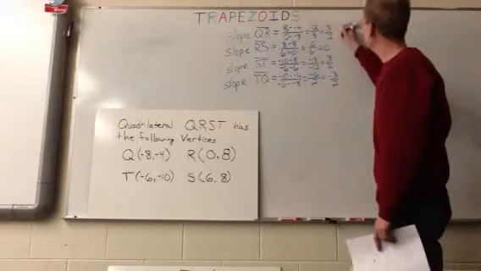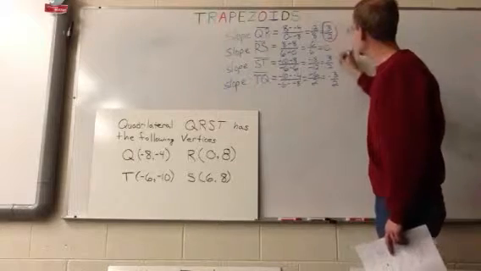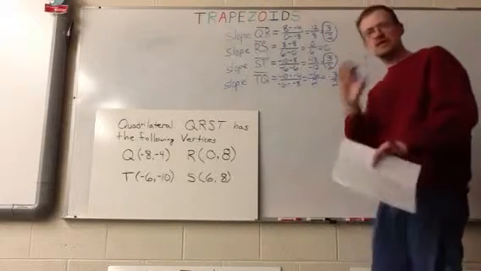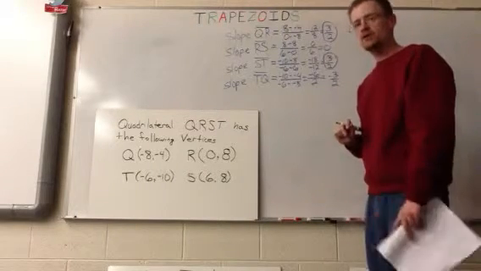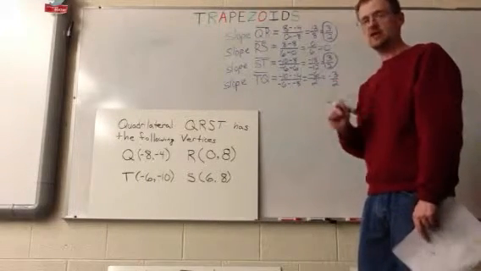You should see right away that we do have 2 slopes that are the same. 2 segments with the same slope. Yes, this is a trapezoid. But now we want to determine if it's isosceles, and here's how we do that.